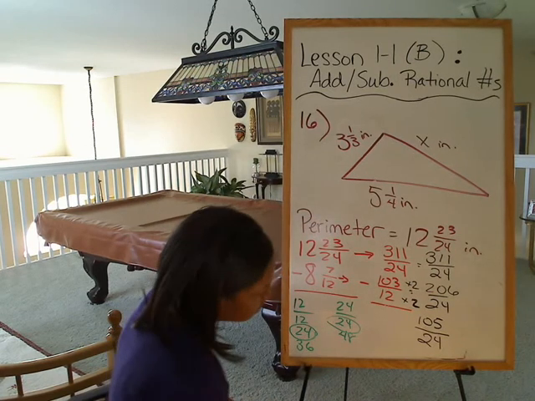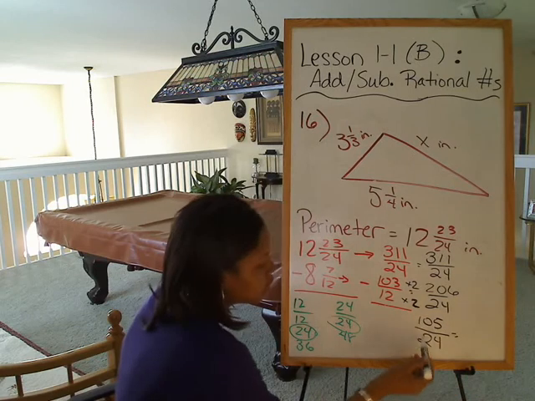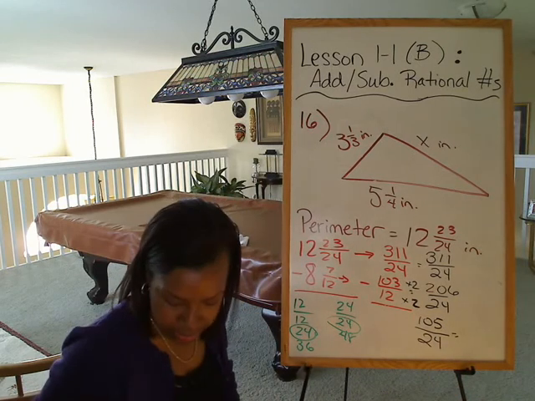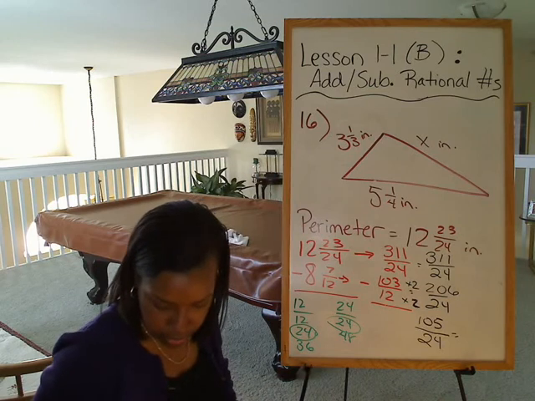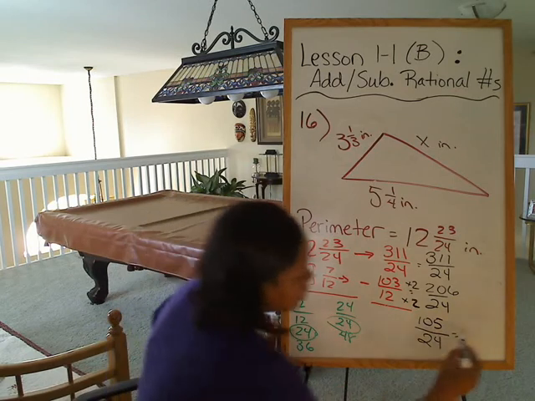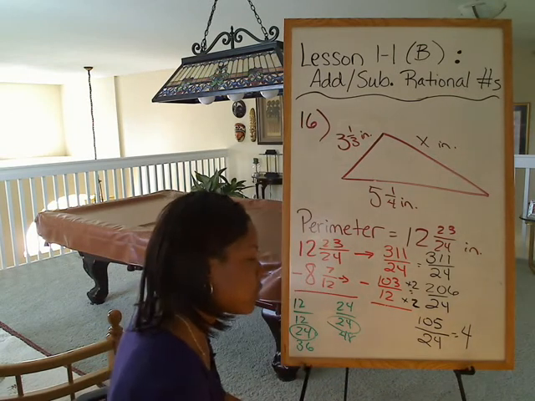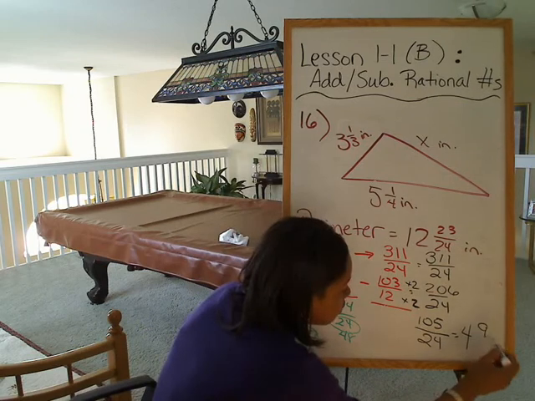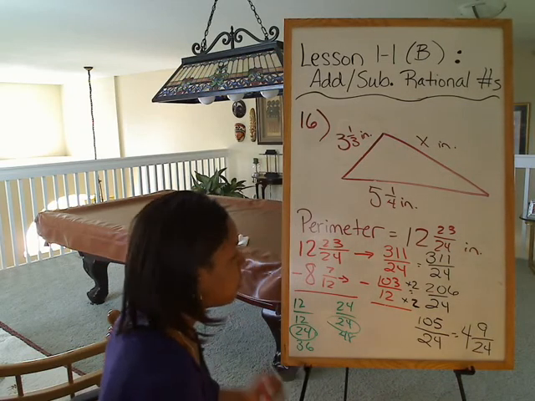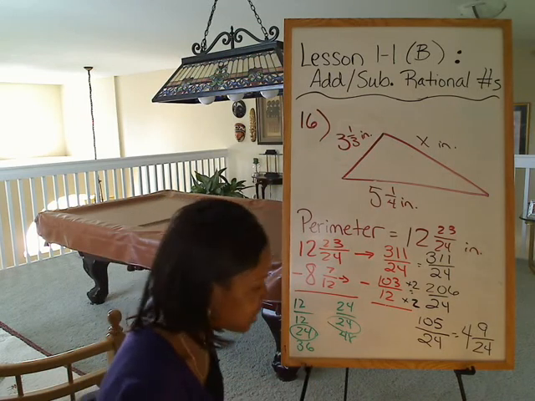And we can simplify that, or at least make it a mixed number. 24 goes into 105. I want to say 4 times. Let's see. Yes. 4 times. And that gives you 96, so that's a remainder of 9. 4 and 9/24. But of course we're not done, because 9 over 24 can be simplified.